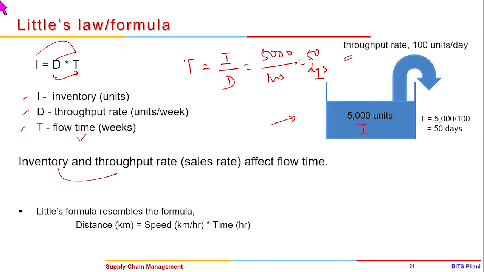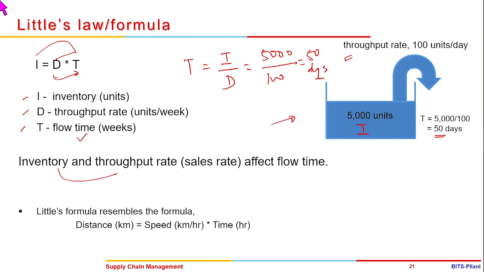So what we find is that if this is generally the inventory of a factory, and generally this is what they are selling, it means that flow time is 50 days. This means on average the goods remain in the factory for 50 days before they come out. So the time between when the goods are taken in and when they are shipped out is 50 days.